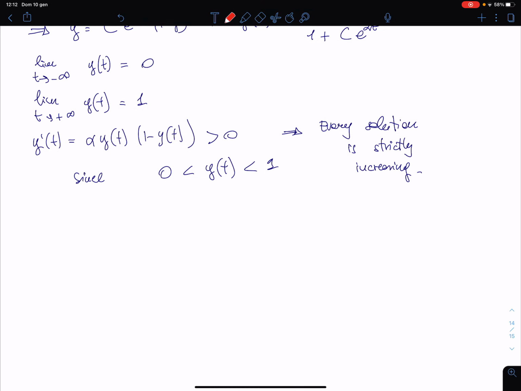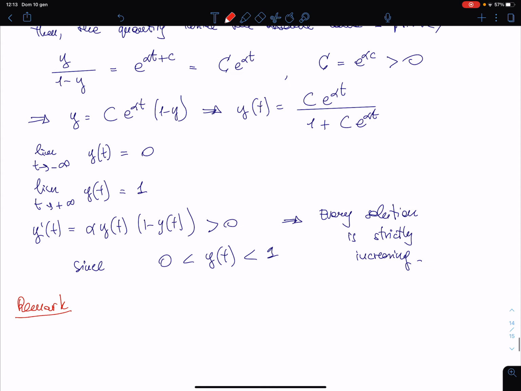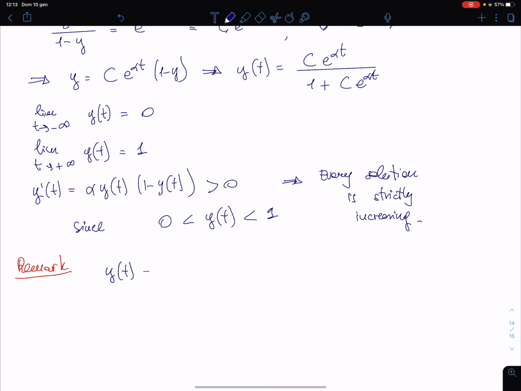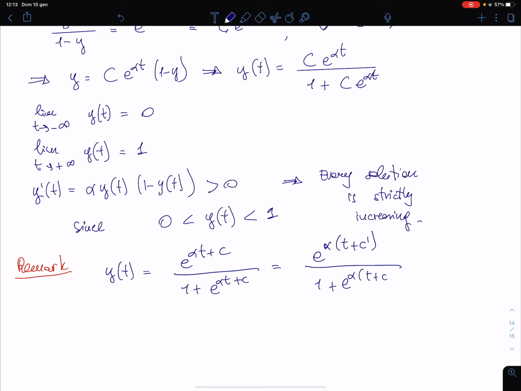So an important remark. We have that y of t can be written as e to the alpha t plus c divided by 1 plus e to the alpha t plus c. I don't want to write capital C in this way. So e to the alpha t plus c is equal to e to the alpha, let us put it here, t plus, let me say c prime, and here 1 plus e to the alpha, and then brackets t plus c prime.